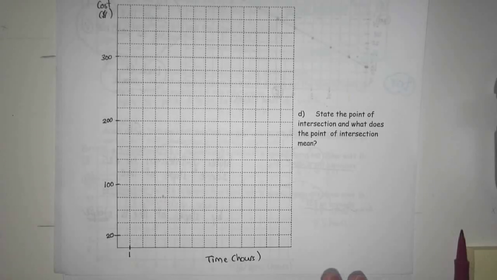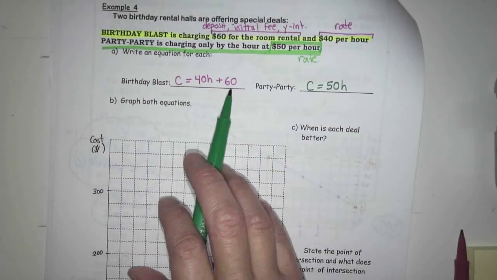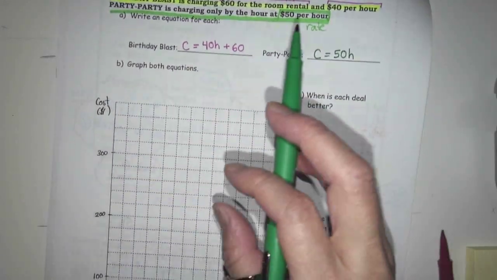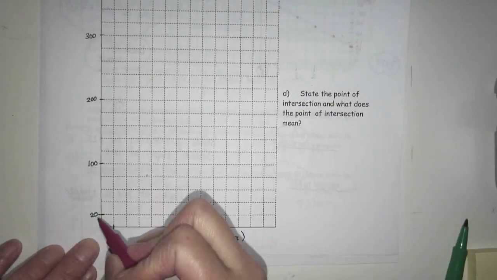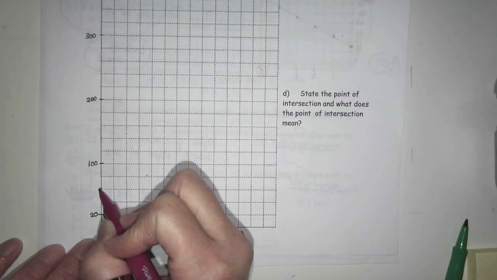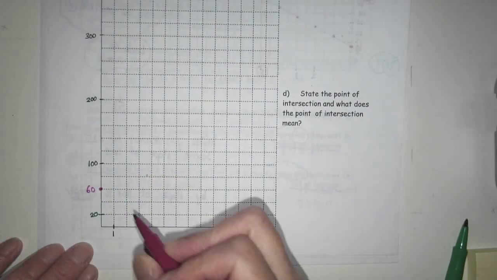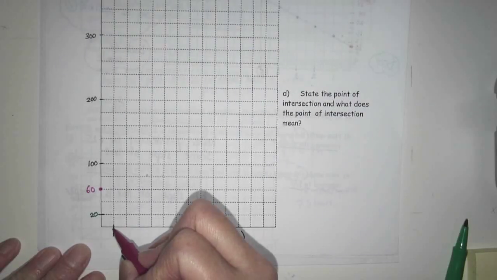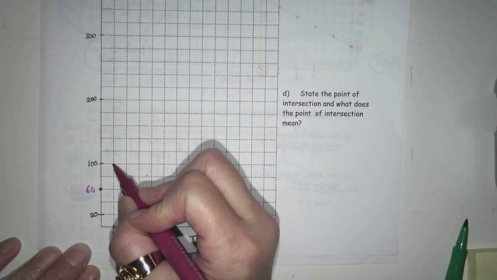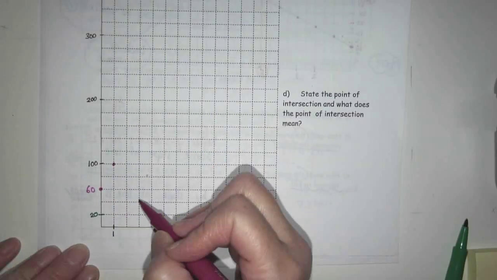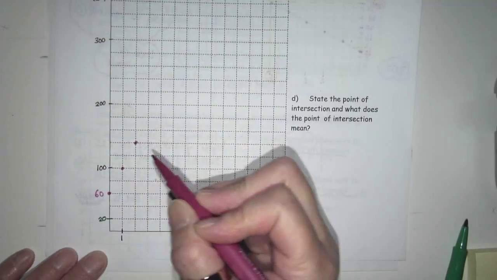So what we have now is the graph. For the Birthday Blast, it's $60 initial fee, $40 per hour. So that means you start the first dot at 60. So 2, 4, 6. So here, 60. And then for 1 hour, it's going to cost $40 more. So 60 plus 40 gets to 100.